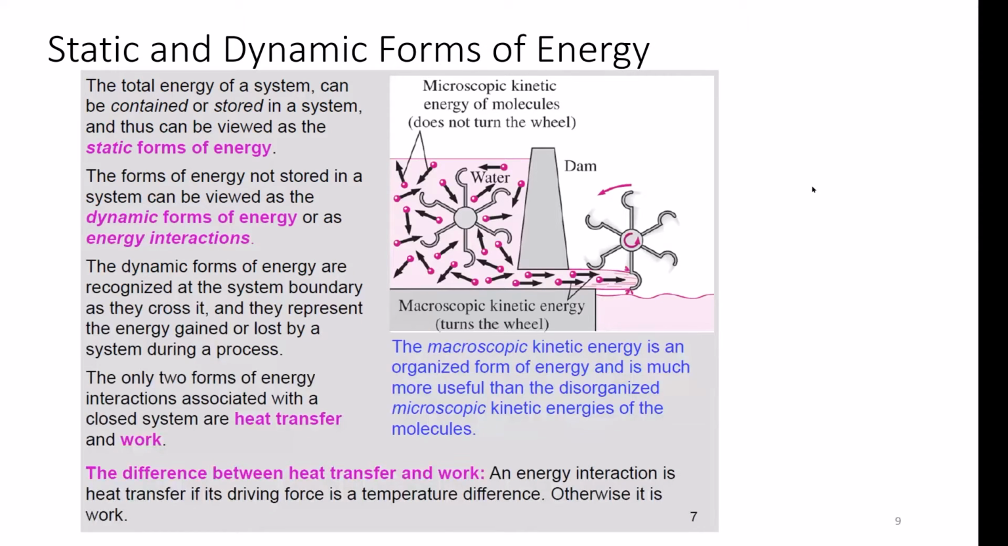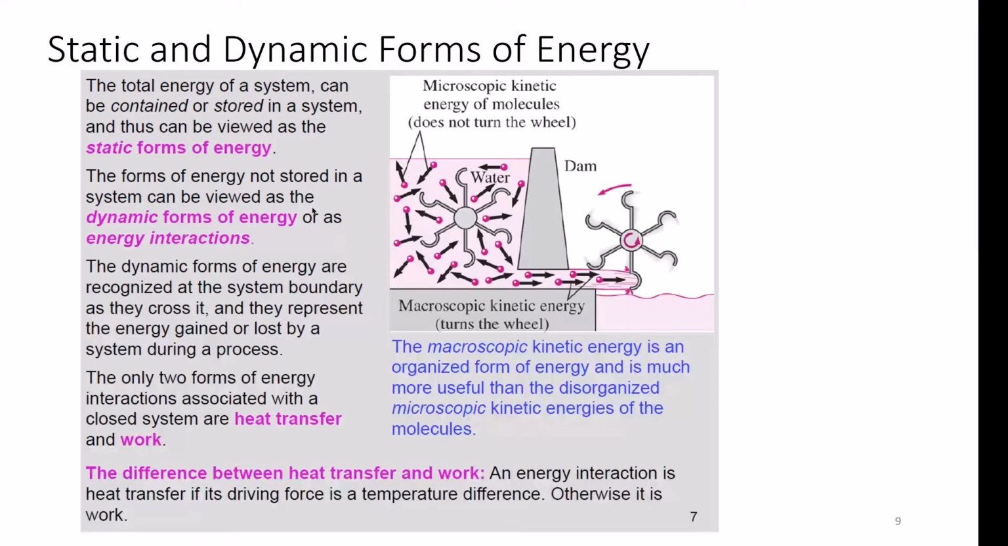Okay. Static and dynamic forms of energy. If we broke up the energy into two aspects, at least at the macroscopic level, here's an example, let's say of a dam and a water wheel. The static form of energy is whatever is contained or stored in the system, okay? Now, there's microscopic energy, motion of the molecules, and then there's the macroscopic energy, if we talked about an example like this.